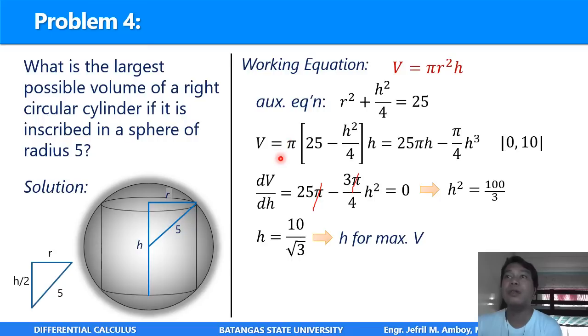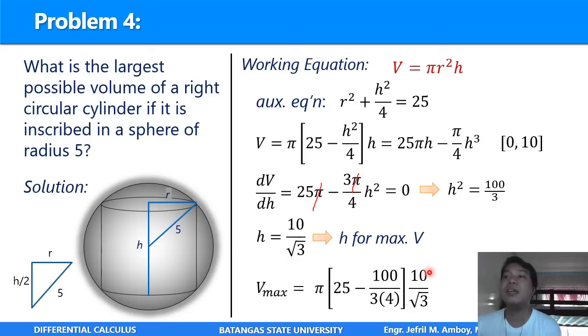So, hanapin natin ngayon yung volume. Itong h na ito, which is 10 over square root of 3, substitute mo lang dito para makuha mo yung Vmax. Okay? So, we substitute pi times 25 minus, ano yung h squared? That's 100 over 3. Divide mo lang ng 4. So, para magiging 3 times 4 yan. So, 100 over 3 times 4. And then, may h pa sa labas, which is 10 over square root of 3. Okay, so ngayon, simplify lang natin ito. Makukuha mo na yung volume. That's now the maximum volume of this cylinder.